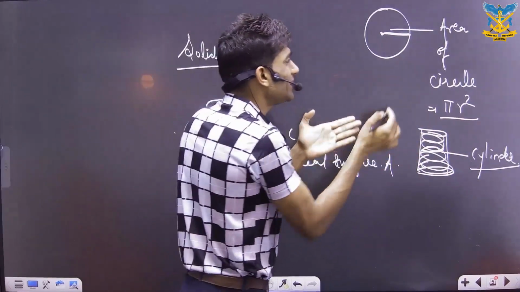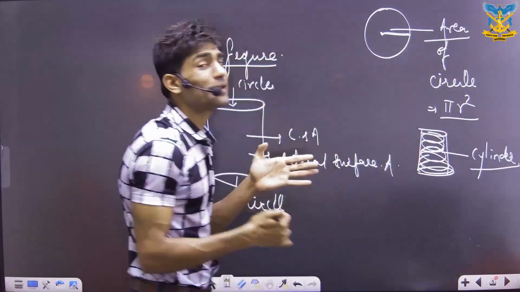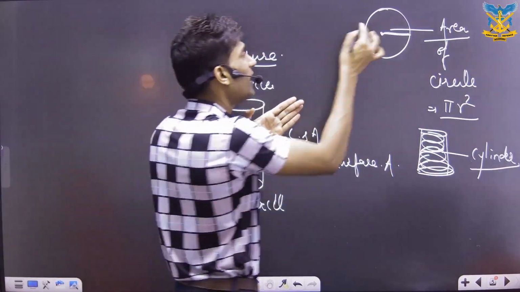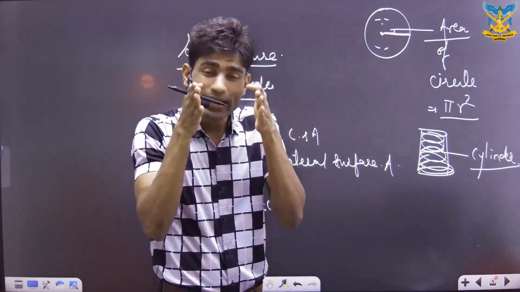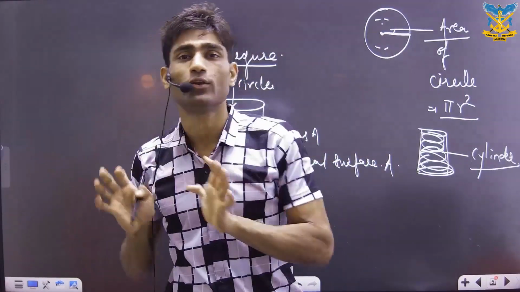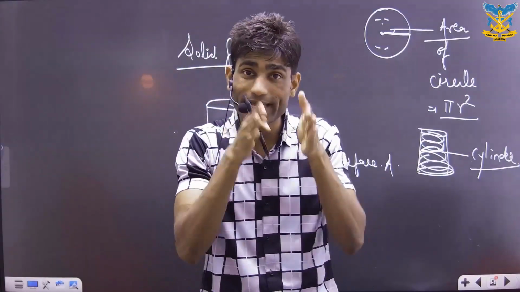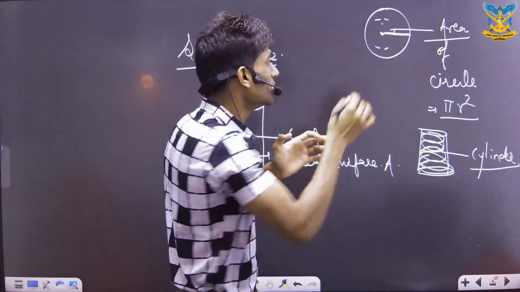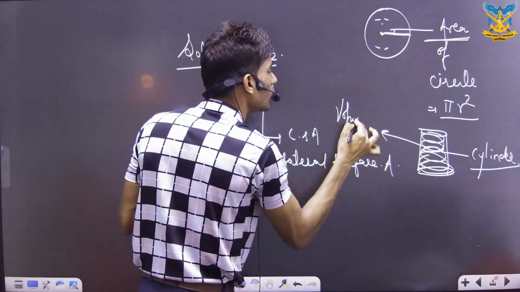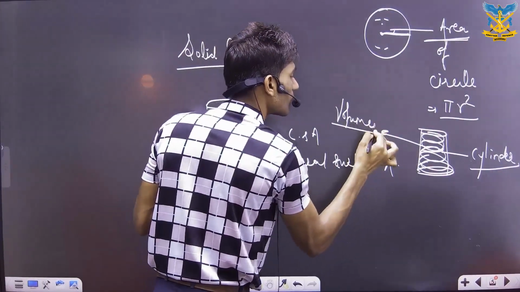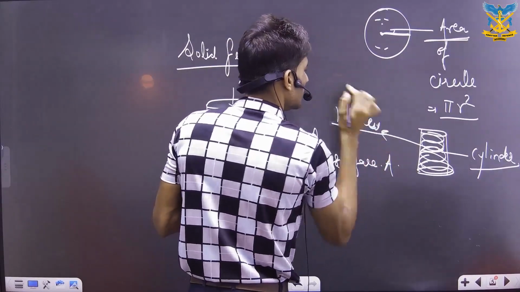Now see that in a 2D figure we have area as the part of our circle. But in a 3D figure we convert that area into the volume. What do we convert? Area we convert into the volume. Now see that this one is the area. In a 3D figure we consider it as the volume. This one is the volume.